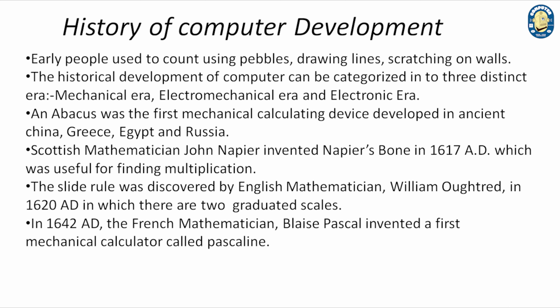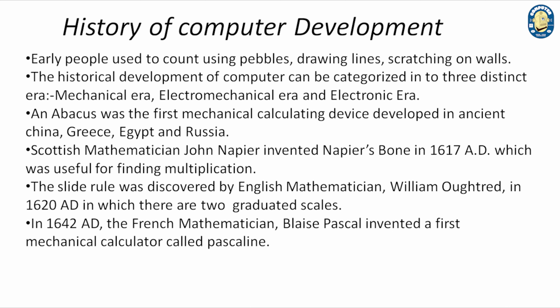An abacus was the first mechanical calculating device developed in ancient China, Greece, Egypt and Russia. Scottish mathematician John Napier invented Napier's bones in 1617 AD, which was useful for finding multiplication. The slide rule was discovered by English mathematician William Oughtred in 1620 AD, in which there are two graduated scales.